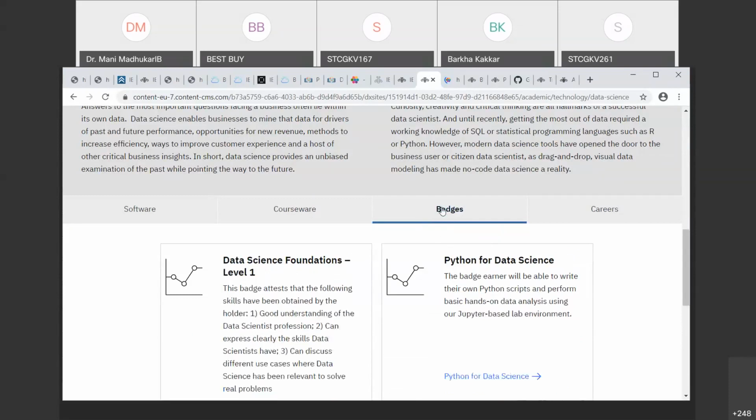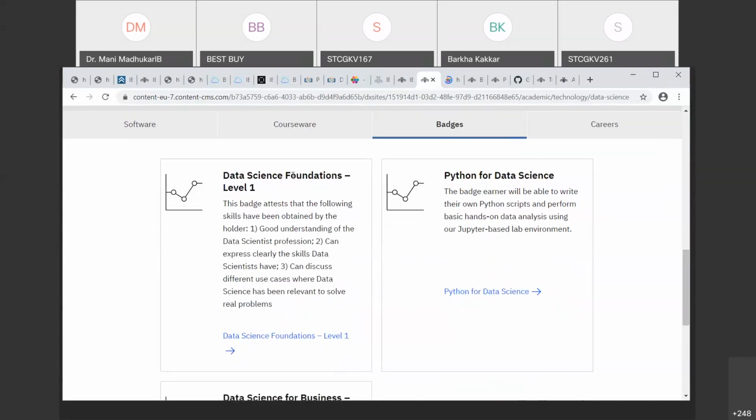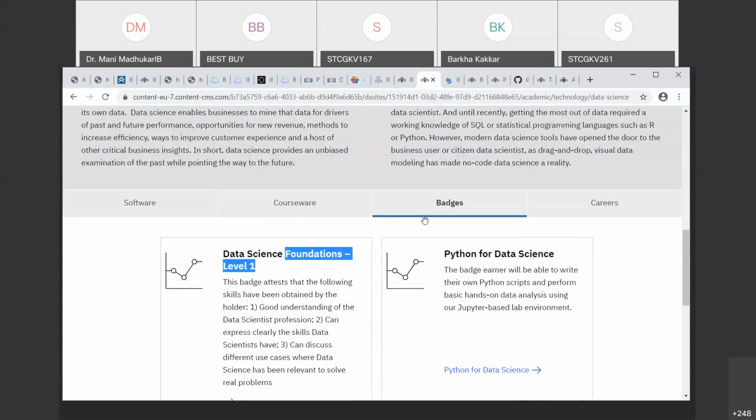Then associated with these courses, there are a lot of digital badges which you can obtain. Now, how do you tell the world that you know some technology? Depending upon what level you know, whether it's a foundation level, an intermediate level, or an advanced level, you have badges here. For example, these are foundation level badges. It says data science foundation level badges. Similarly, there's a badge on Python for data science. So different badges are there. We are talking about data science as of now.